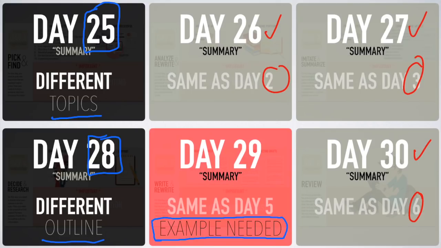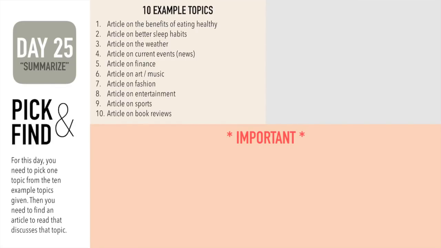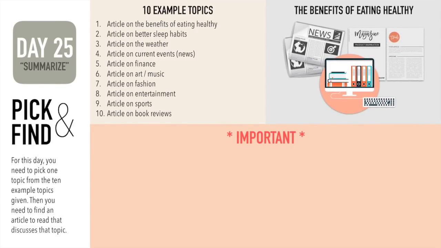All right, day 25, pick and find. So for this day, you need to pick one topic from the 10 example topics. Then you need to find an article to read that discusses that topic. So for this one, here are the 10 example topics. And I also included them in the free PDF. So don't worry, they're in the PDF. The link is in the description.